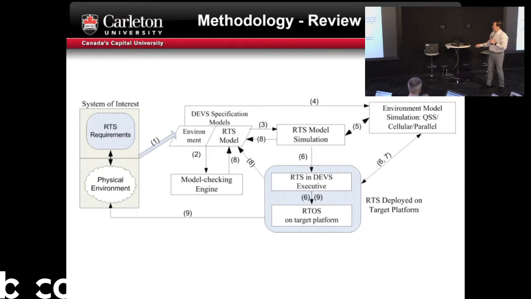So in summary, you get your real-time control requirements, you get your physical environment, you can model the environment and the real-time control. The controller can be checked formally using a model checking engine. If this takes too long, we can simulate what the model does. And once we are happy, this simulation model can interact with the environment model nicely. And once we are happy, we deploy that into an executive.